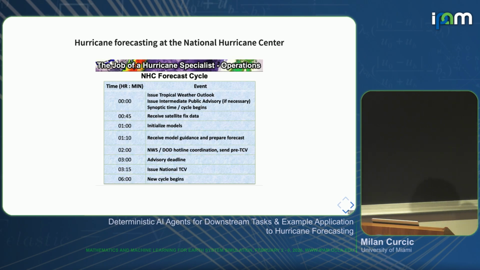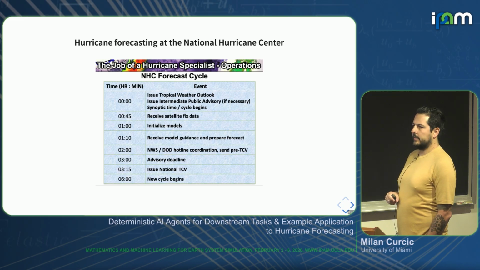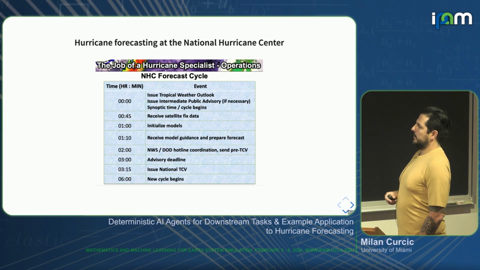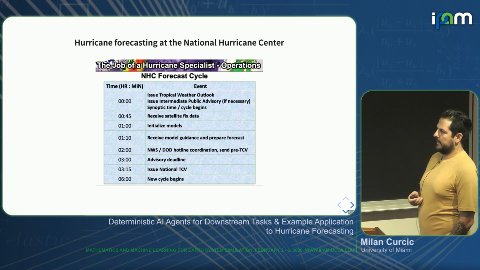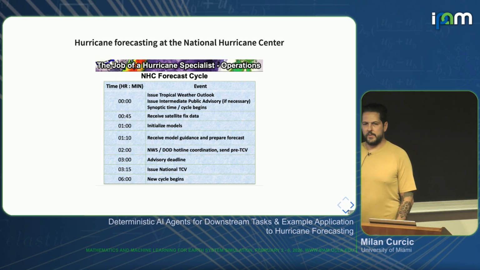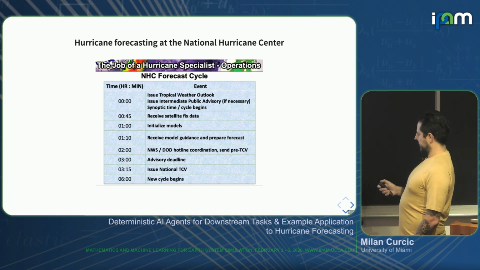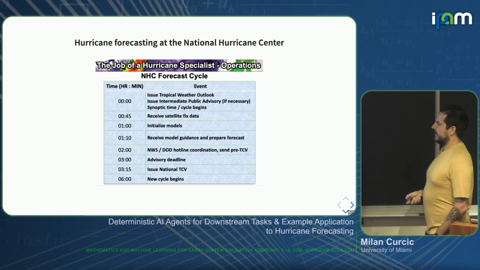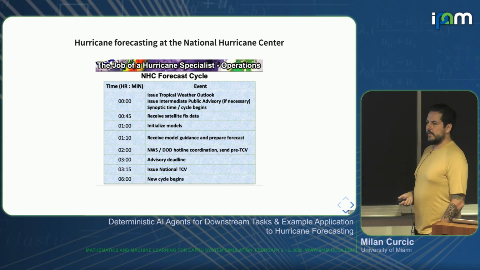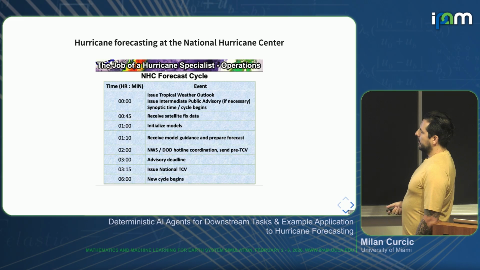Okay, now hurricane forecasting at the National Hurricane Center, which is NOAA's agency that is tasked with operational prediction of hurricanes. Basically, when there's an ongoing active storm, they have a very tight window between each synoptic cycle, which is every 6 hours, to basically get all the data that they have. So that's satellite data, radar data, if there's a reconnaissance aircraft, that the aircraft is sending data back to them.